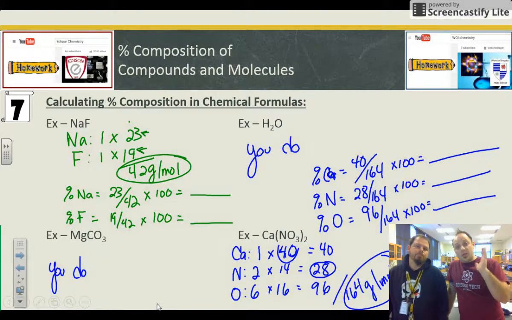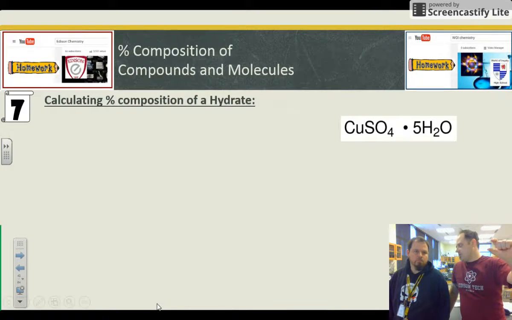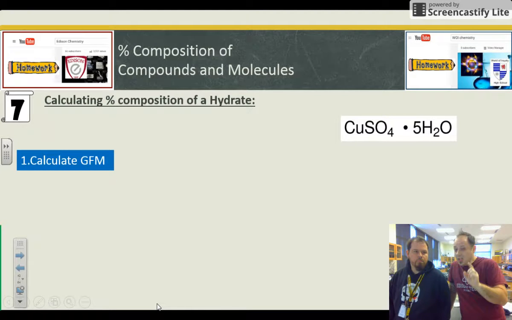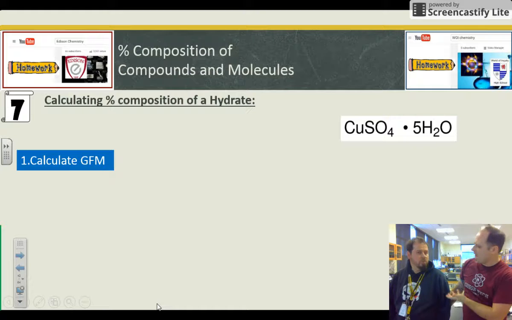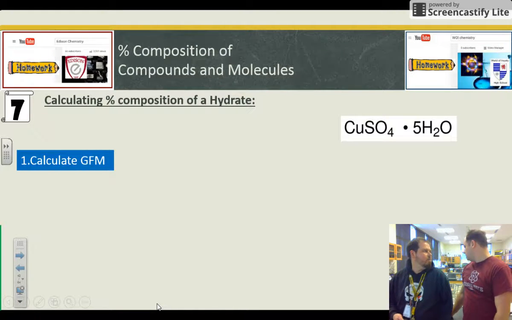Percent composition, just a basic formula, is what percentage of the formula's mass is due to each element. Right. But there's a little bit more, and we're actually going to do a lab on percent composition of what we call a hydrate. What is a hydrate, Mr. Miller? Well, it's just got a water kind of bound up inside with the molecules.